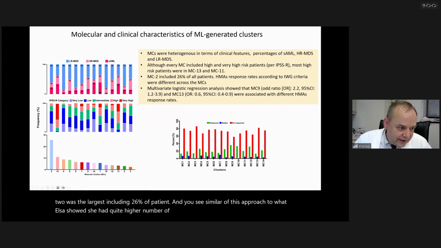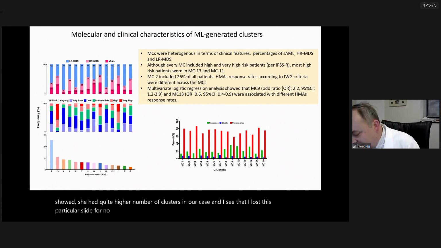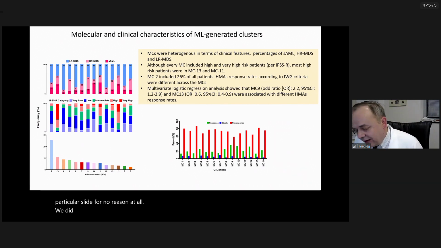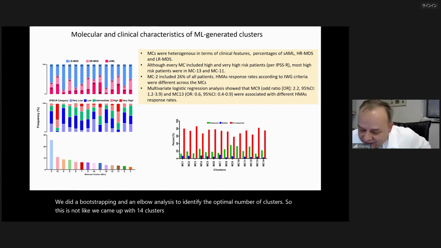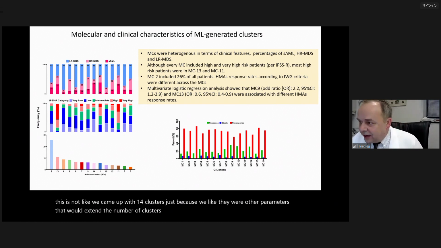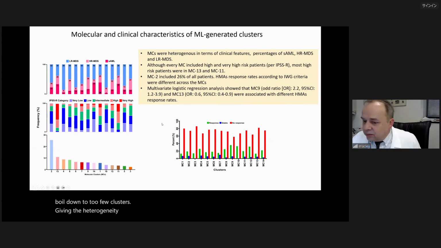In our case, and I see that I lost this particular slide for no reason at all. We did a bootstrapping and an elbow analysis to identify the optimal number of clusters. So this is not like we came up with 14 clusters just because we liked. There were other parameters that would extend the number of clusters, but at a certain point, it's not helpful. And similarly, boiling down to too few clusters gives heterogeneity that is inconsistent with our intuition.